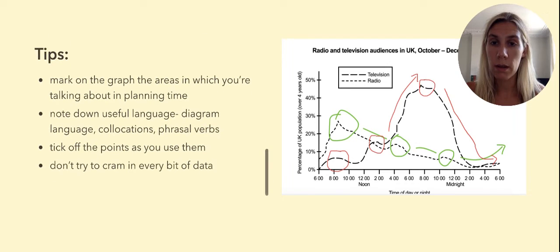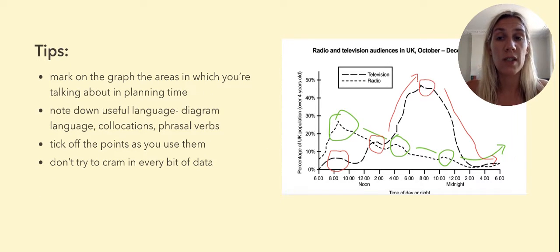And lastly, just some tips. As I've just said, mark on the graph the areas in which we're talking about in planning time. So visually make those distinctions on your graph. If you prefer to write in note form on your graph, sharp increase, drastic decline, steady growth, those terms that are specific to visual data, then you could do that instead. I think it just depends what you prefer and how you think. It's always good to note down useful language in terms of language associated with diagrams, collocations, phrasal verbs. If you've got a list that you could just quickly get out onto paper, that would be great, so that you're going to use them.